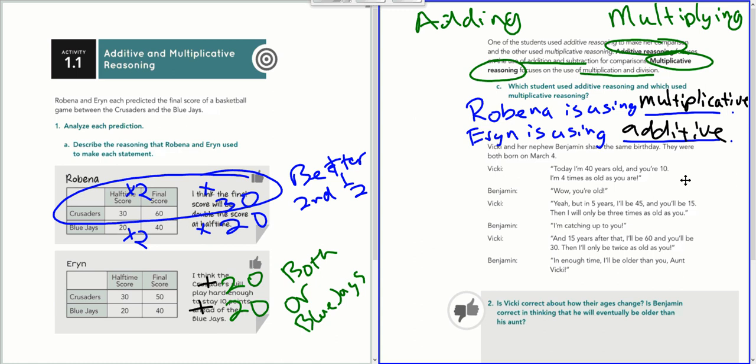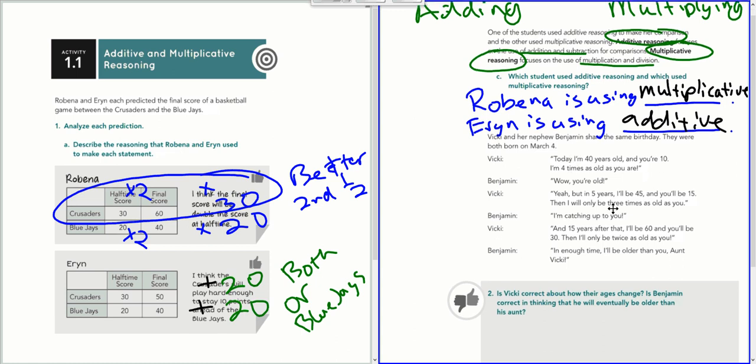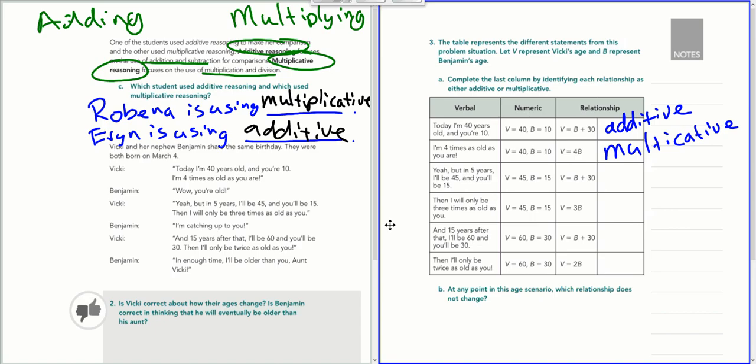relationship. Okay, then we role played this situation here, all right, Vicki and Benjamin, and we see some interesting thinking here, especially here. Benjamin thinking that eventually he'll be older than her. Well, let's take a look at this chart. All right, today I'm 40 years old and you're 10. Okay. Vicki is 40, so V is a variable here representing Vicki's age. So it's 40, and Benjamin is 10.